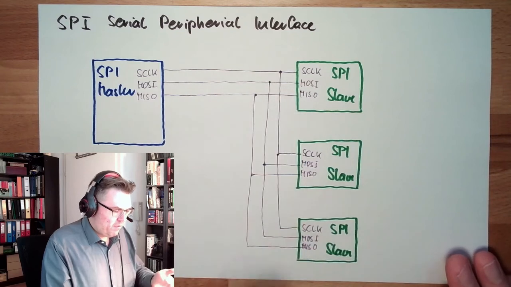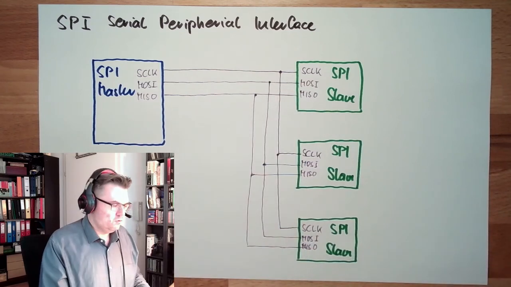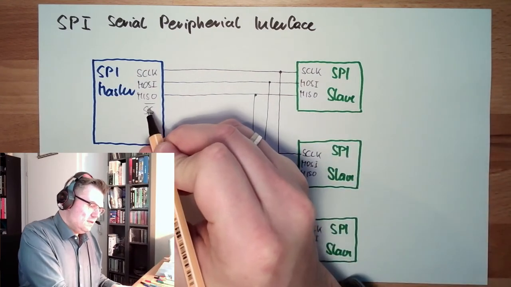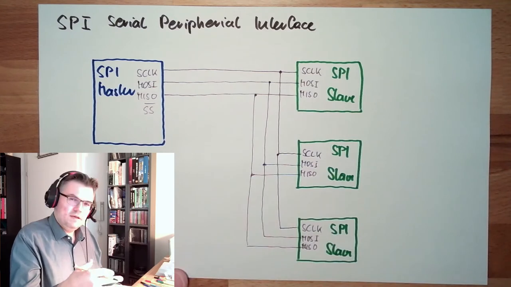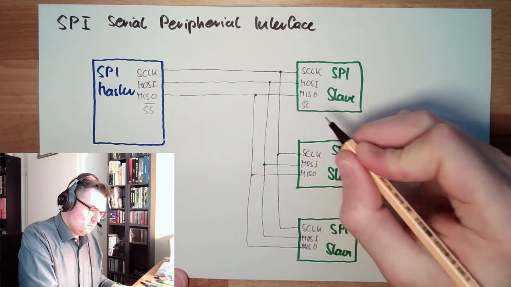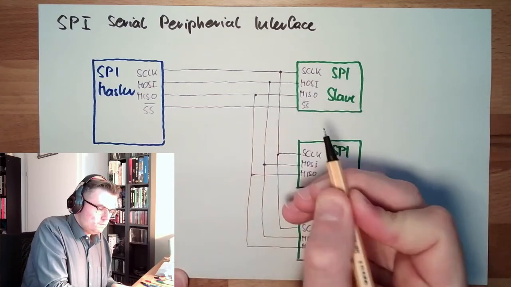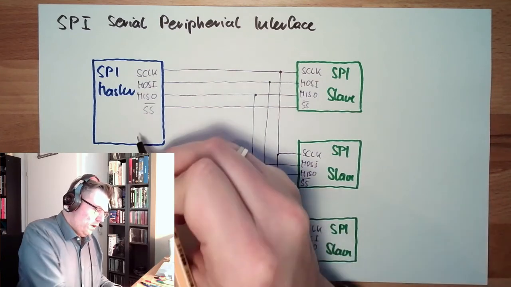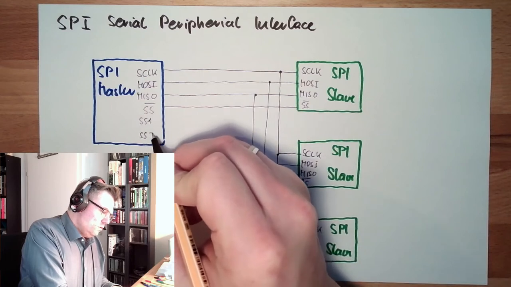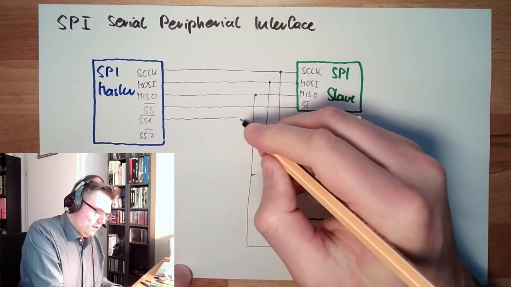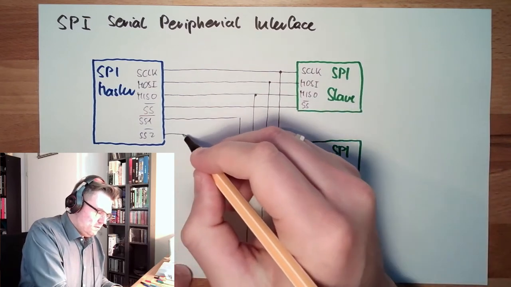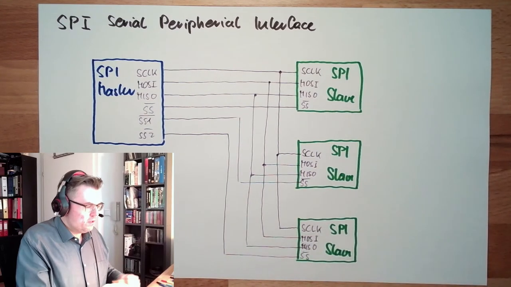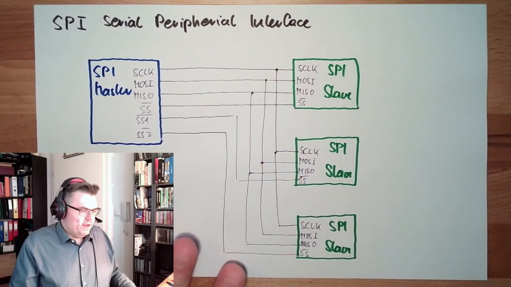And somehow I need to select which slave I want to talk to. So there's an SS, slave select. This line is active low, meaning a logical zero selects it. One possibility is that I have SS1, SS2, different slave selects, where I can select different slaves. There are also applications with multi-master and so on, but then it's getting complicated.